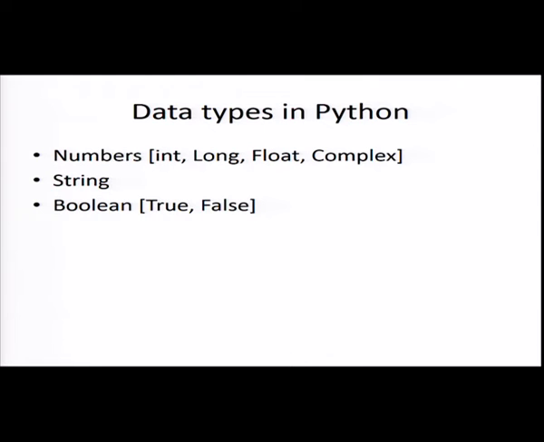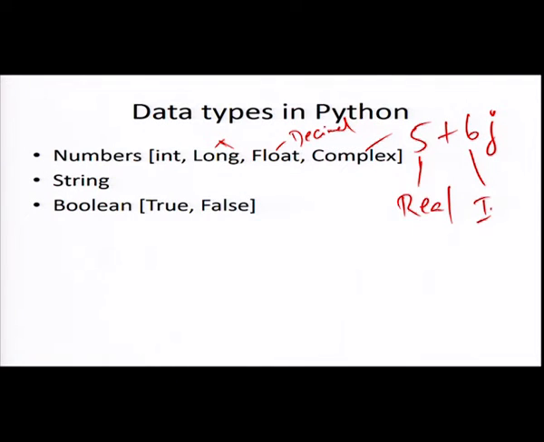Now, let us see the data types available in Python. The Python data types are broadly classified into 3 types. One is numbers, which has integer, long, float and complex. Integers are nothing but integer values. Long is not used in versions greater than 3.0, and float stores decimal values. Complex is used to store real and imaginary numbers. I hope you would have studied complex numbers in your 12th standard at school. For example, 5 plus 6j, where 5 is the real number, whereas 6 is said to be the imaginary number.